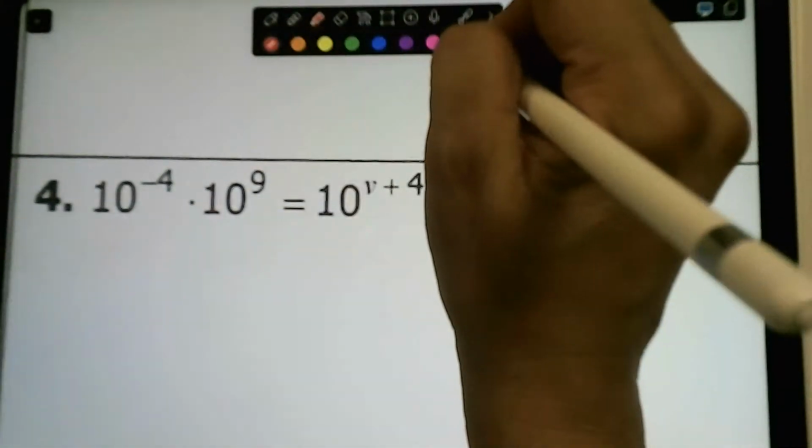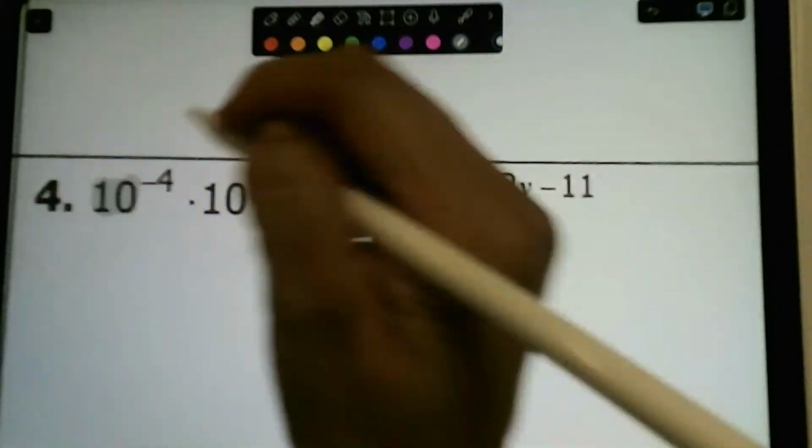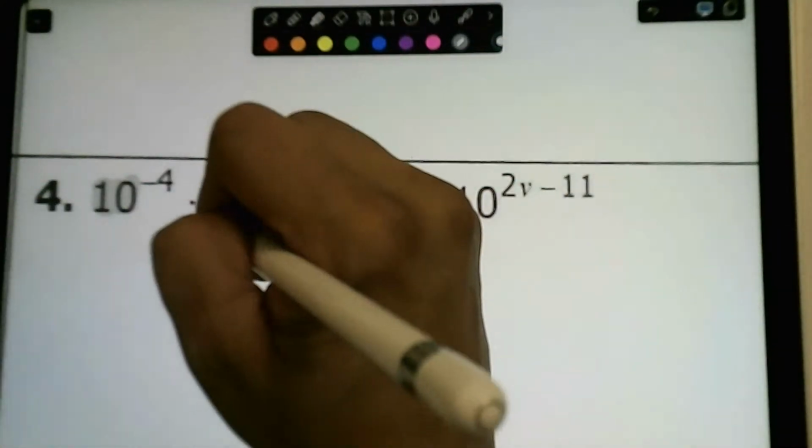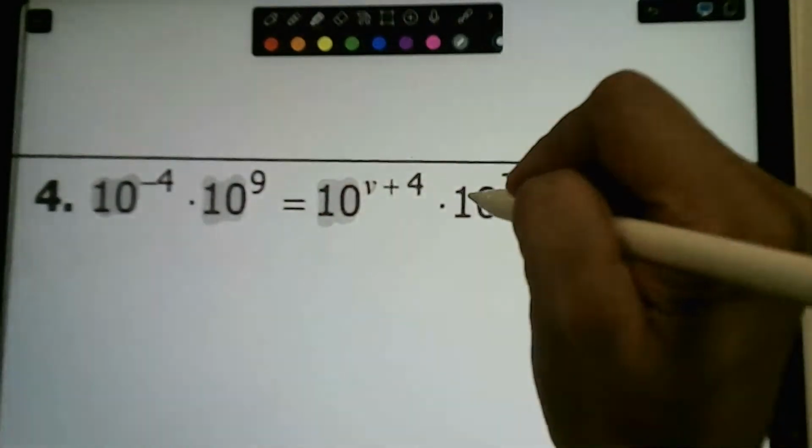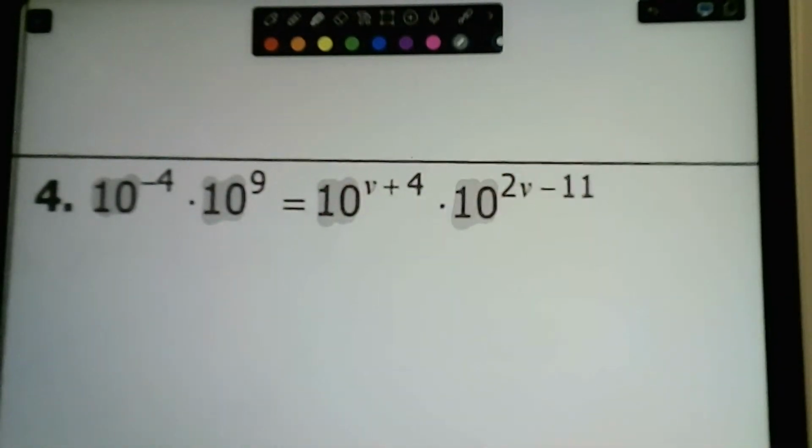First off, let's identify our bases. There's a base because it has an exponent. This is a base because it has an exponent. This is a base because it has an exponent. And this is a base because it has an exponent. Are they all the same? Yeah, we have all the same bases. Okay, that's going to be super helpful for step number 2.